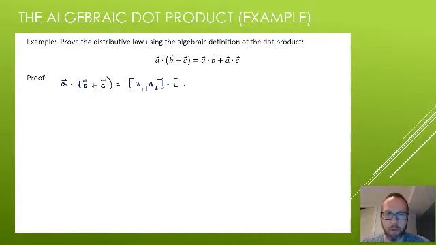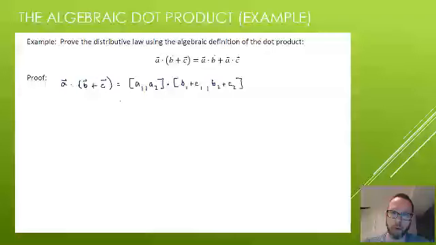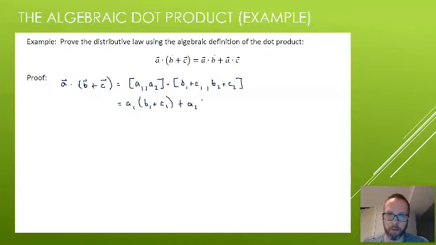B plus C will be the vector B1 plus C1. Remember, you add their x values, and B2 plus C2. And now we'll use our formula we developed today. We're going to multiply the x values together. So we get A1 times B1 plus C1, plus multiply the y values together, A2 times B2 plus C2.